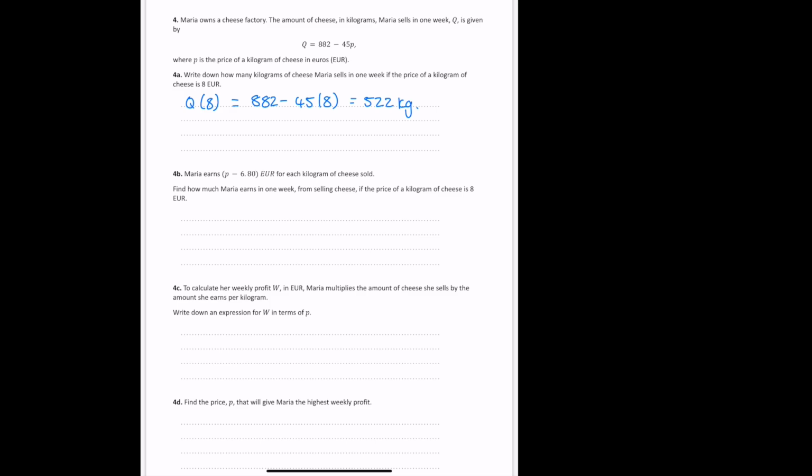And then the next one is she's earning P minus 6.8 euros per kilogram of cheese that she's sold. How much money is she making if the price is 8? So we can take the previous answer, we've got the 522. And she earns P minus 6.8. So P is 8 minus 6.8 per kilogram she's sold. So it's 522, the amount of kilograms she's sold, multiplied by this 1.2 or 8 minus 6.8.